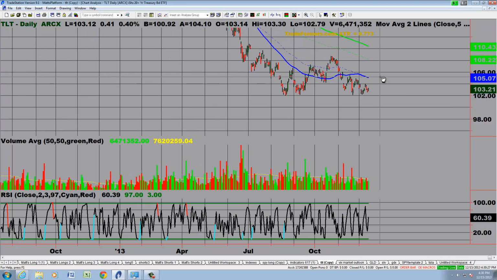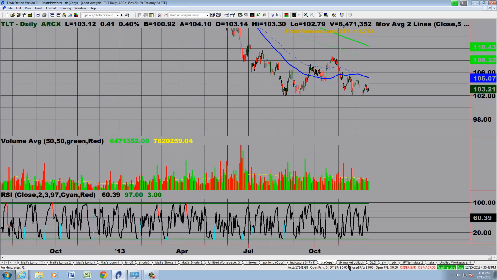And again, right now on the daily chart, we are accelerating to the downside on the 50-day, so you definitely want to watch that. And this whole thing is a bearish phase as well.